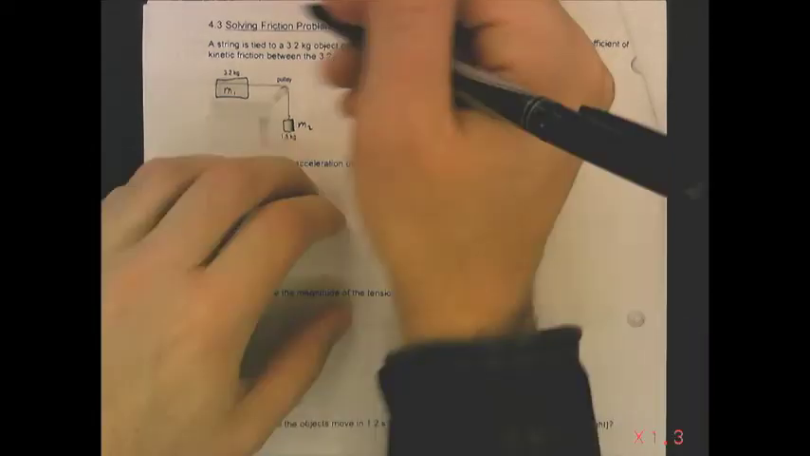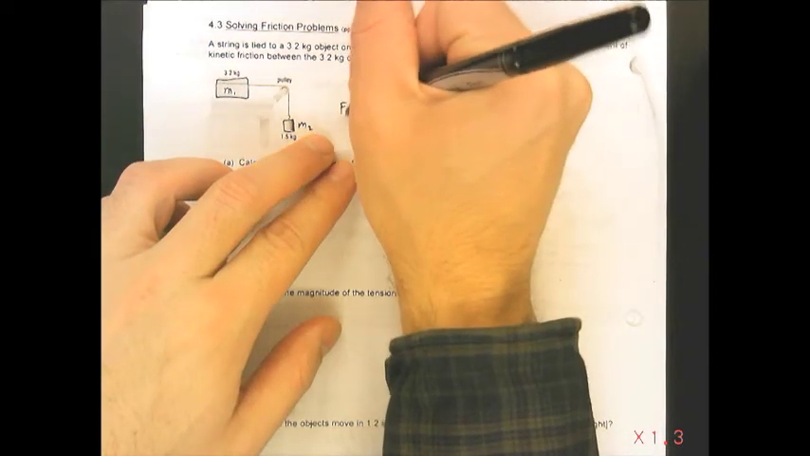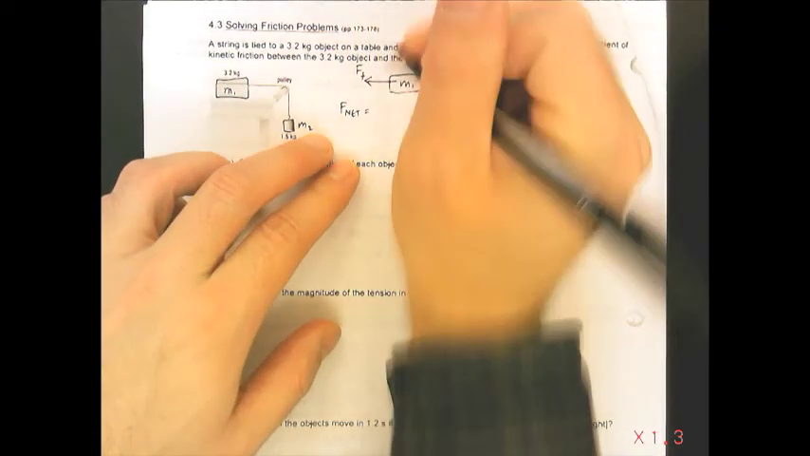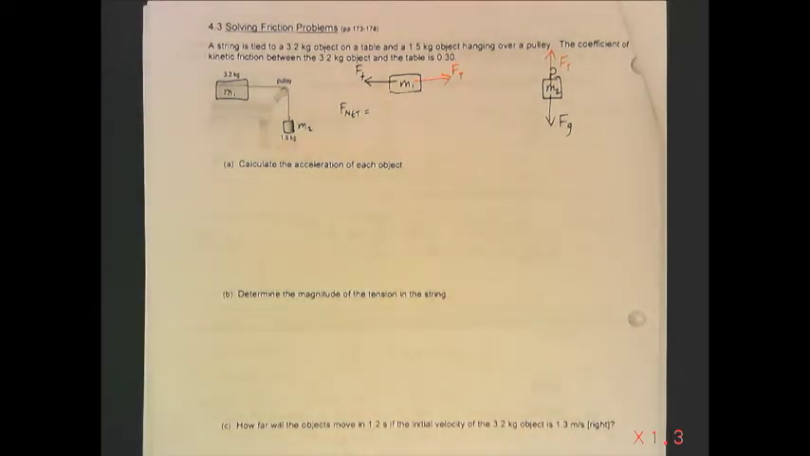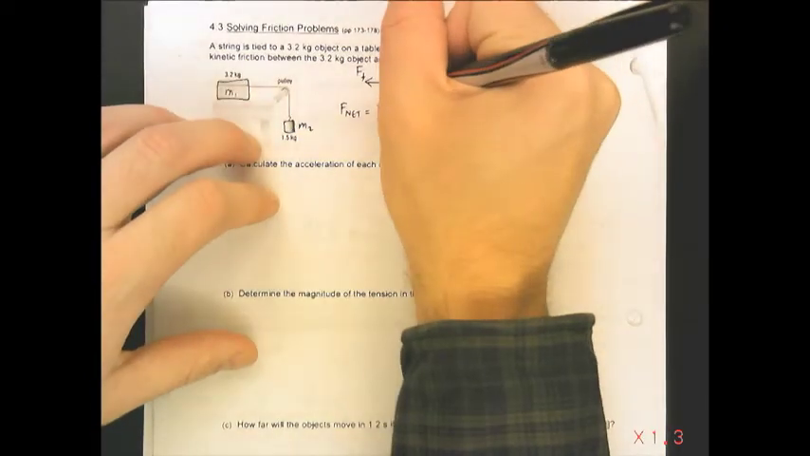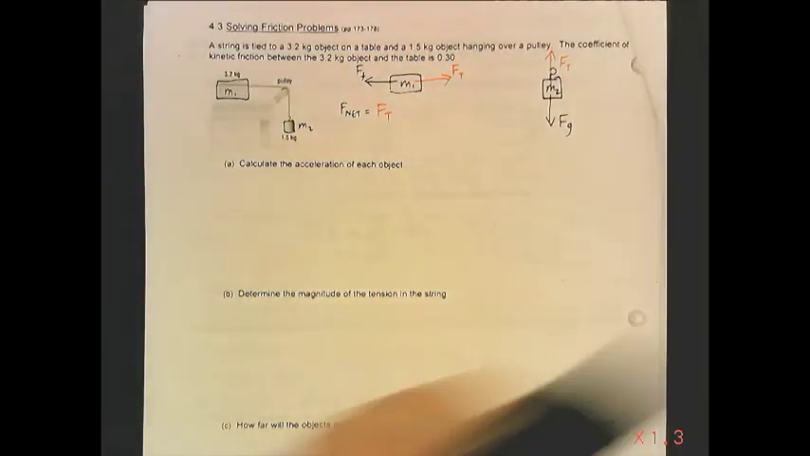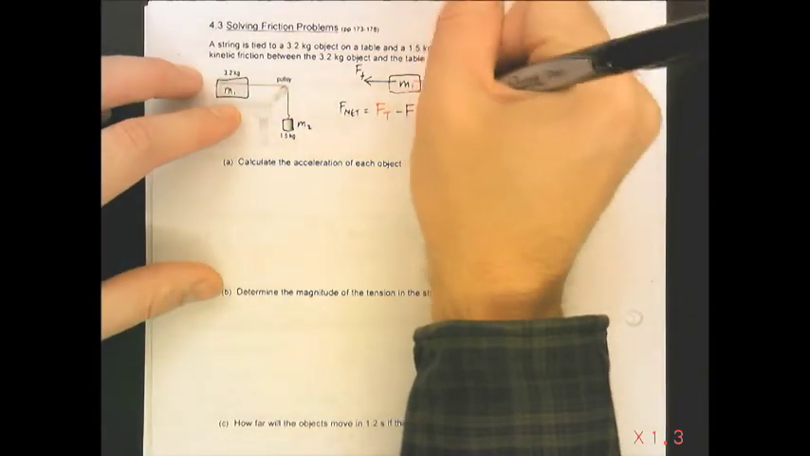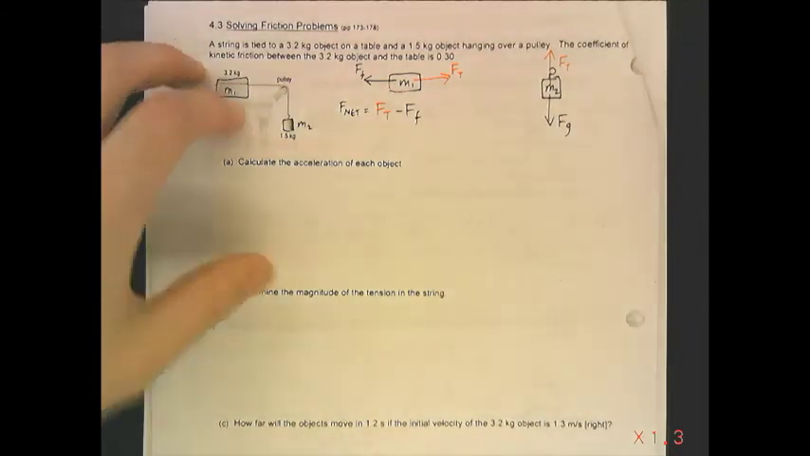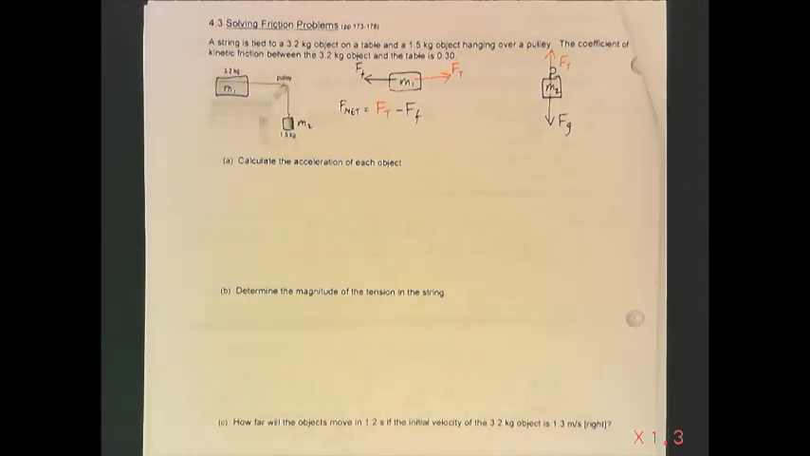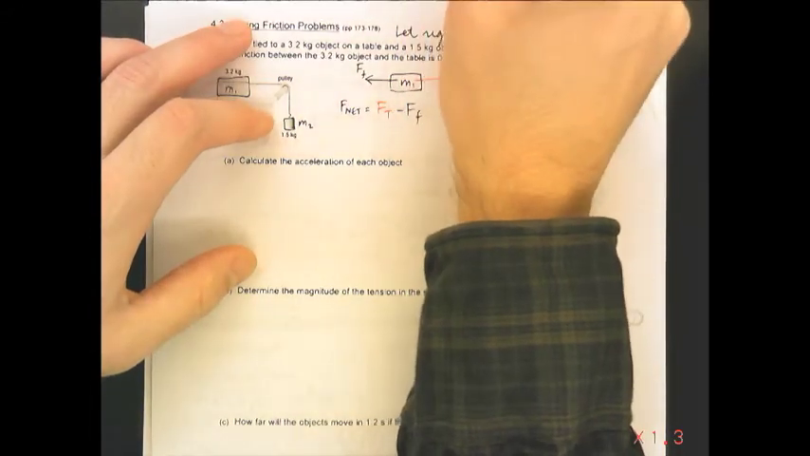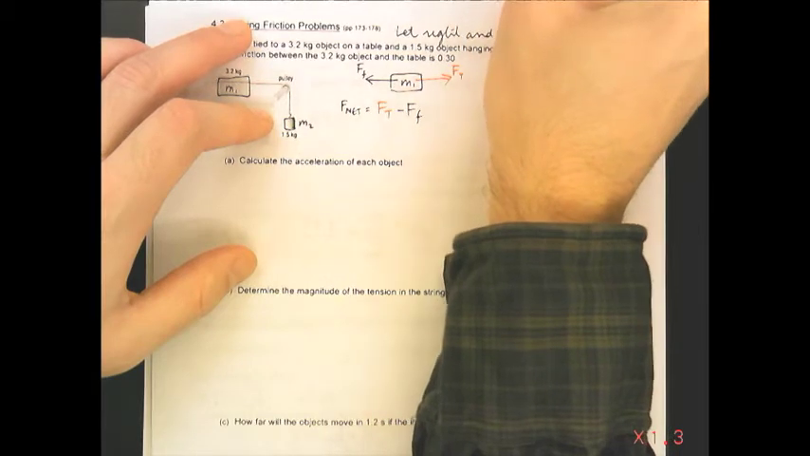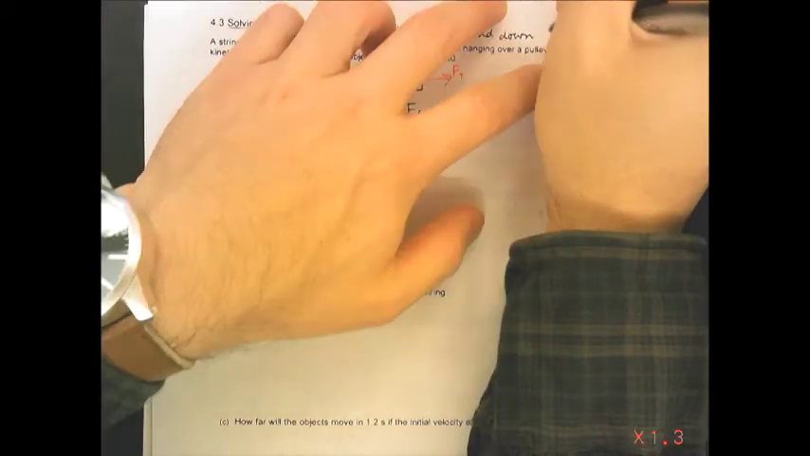So we're going to say the net force is equal to tension minus friction. And we forgot to make one assumption. Does anyone remember what assumption we forgot to make? Marla? Amazing. Let right and down be positive.